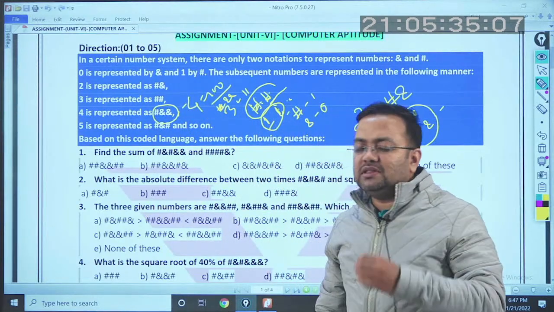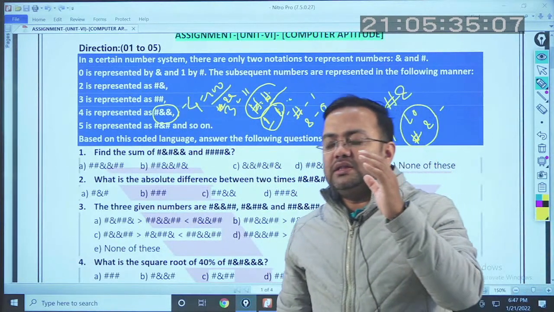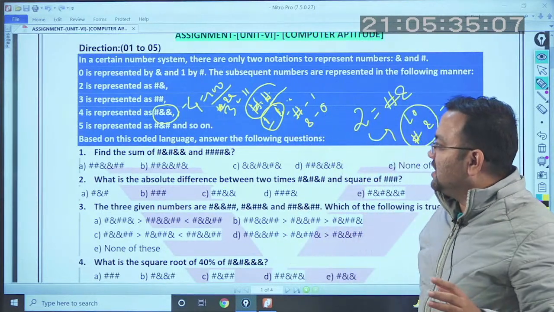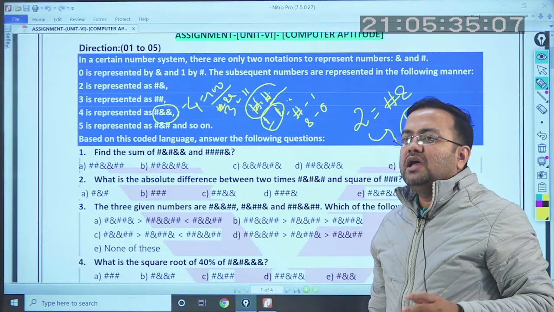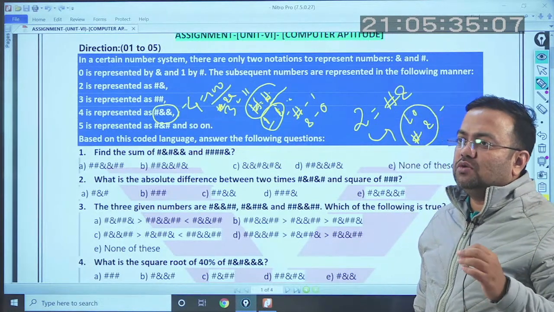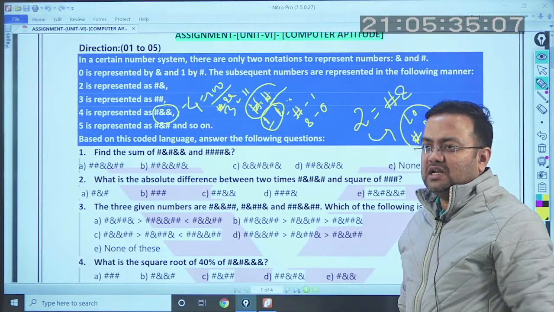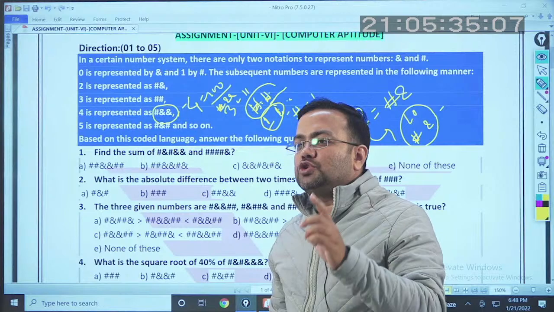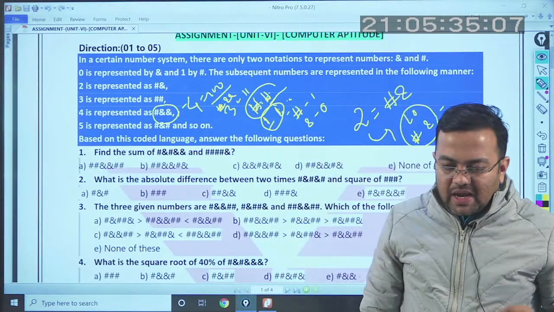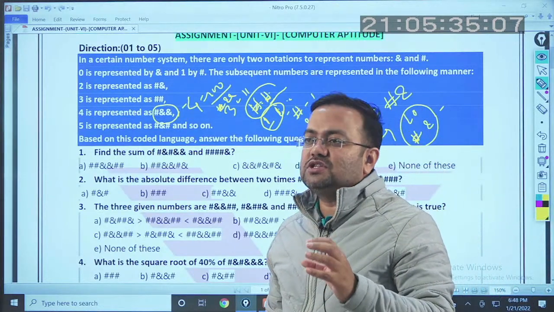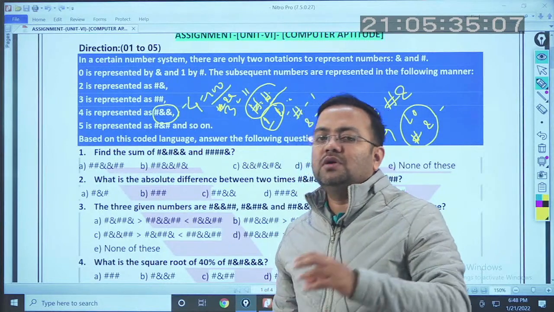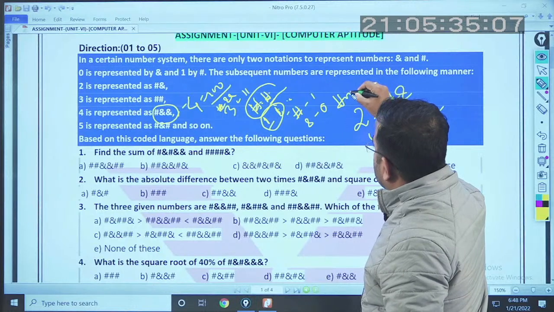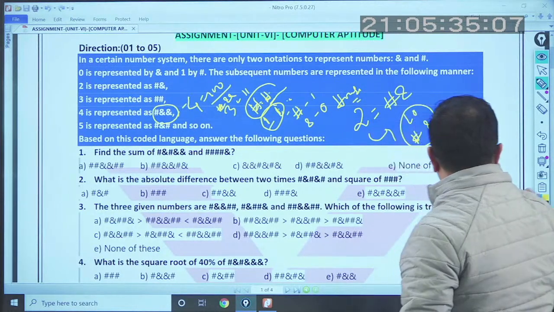So the instruction clearly says that these are decimal numbers, and they are represented in binary form, with the help of 0 and 1, coded in the form of symbols. Students, we should understand that first we have to convert the decimal number into binary, and after converting to binary form it must be represented in the symbolic coded form. So this is the hint or logic. Now let us go to the questions.